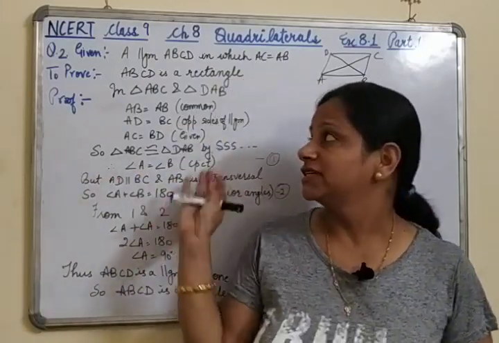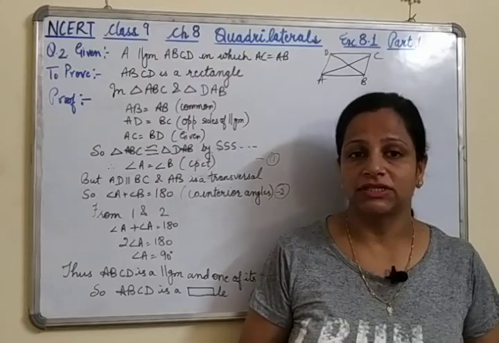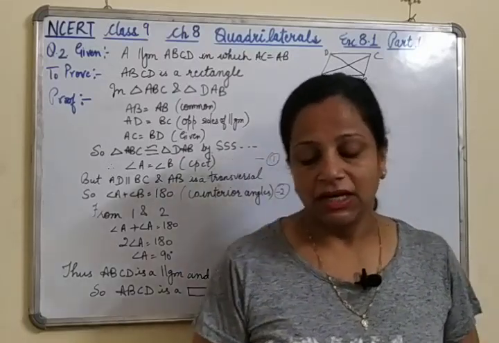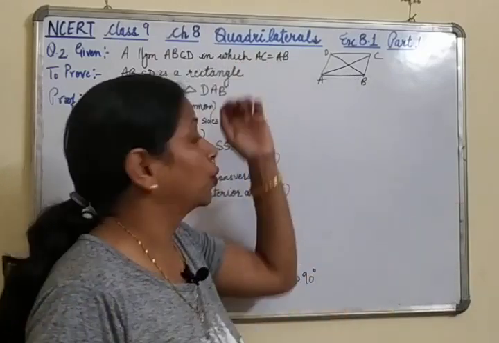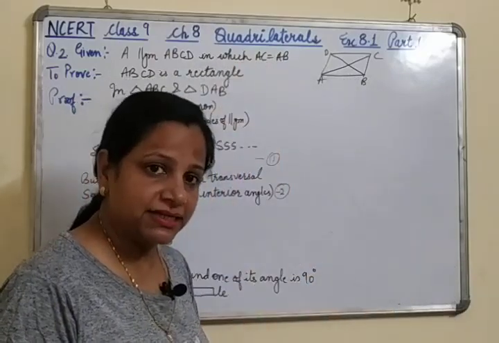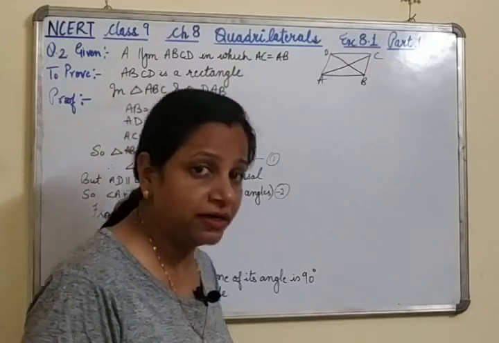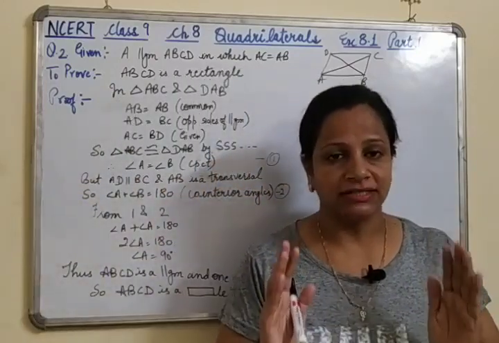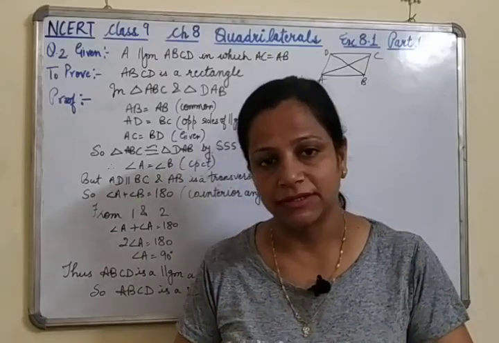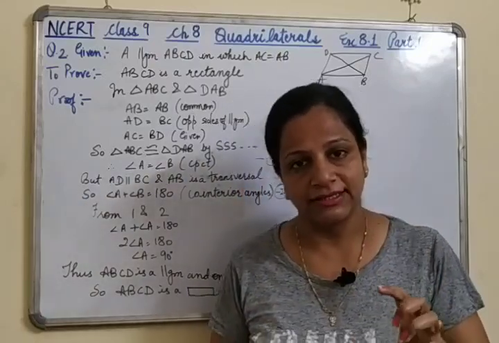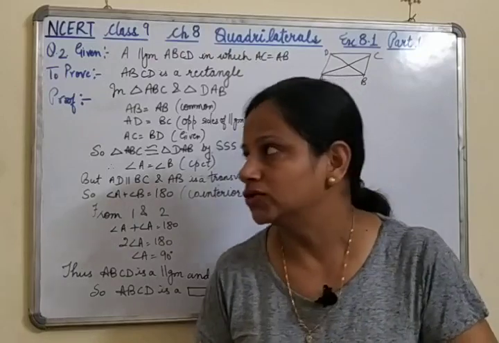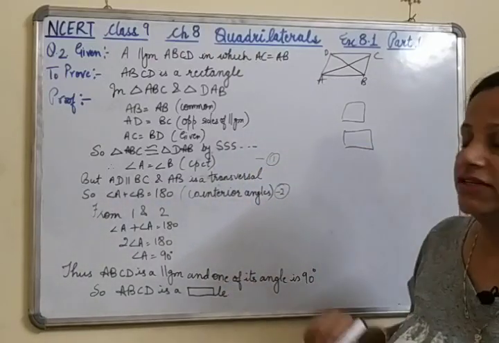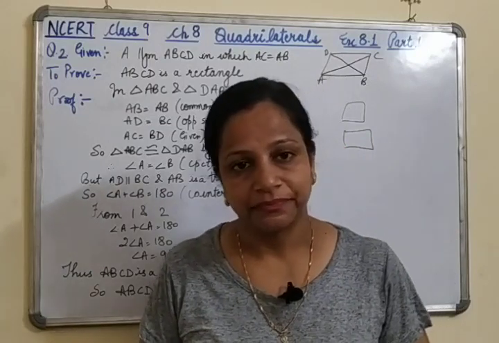Now before starting with this exercise, let me tell you what all we have done in this chapter, right? The name of the chapter is quadrilaterals, and as I have already told you, what are quadrilaterals? A quadrilateral is simply a four-sided figure that is closed. Any figure with four sides and whose boundaries are closed, we say that it is a quadrilateral.